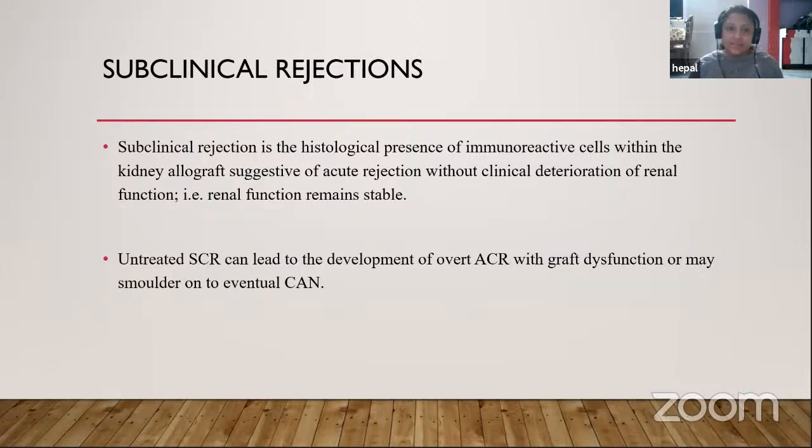Untreated subclinical rejection can lead to development of overt acute cellular rejection with graft dysfunction, or may smolder onto an eventual chronic allograft nephropathy. This smoldering subclinical rejection is the one which is usually missed. And by the time the patient develops proteinuria and a graft dysfunction, it's too late to reverse the injury, and we have almost lost the battle.